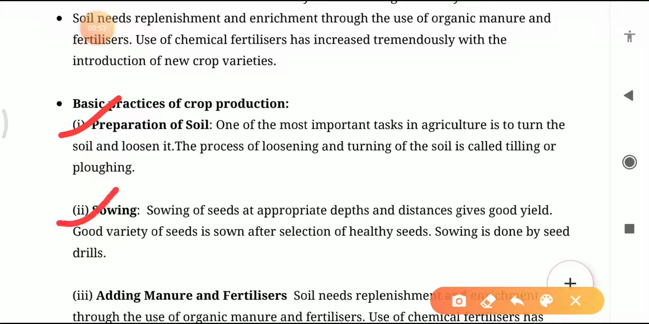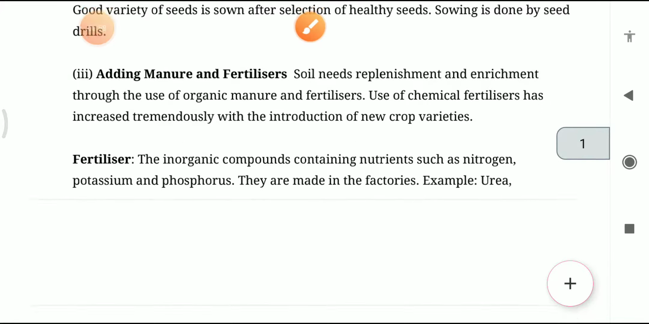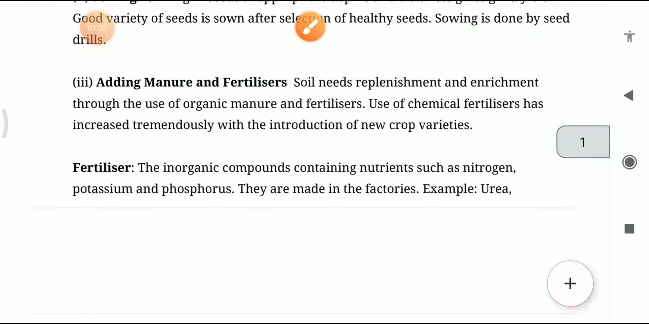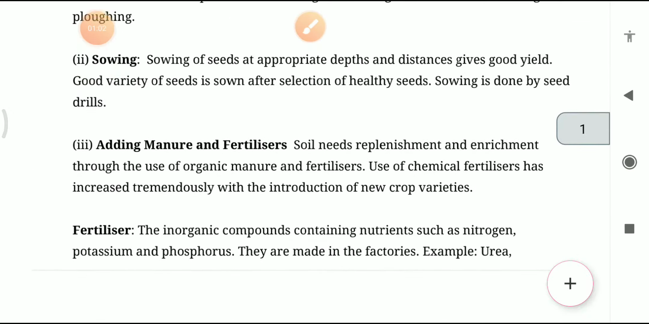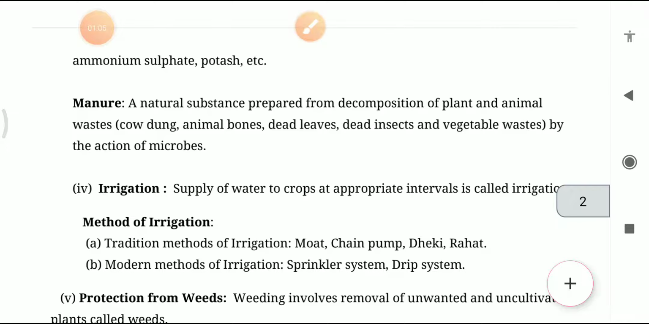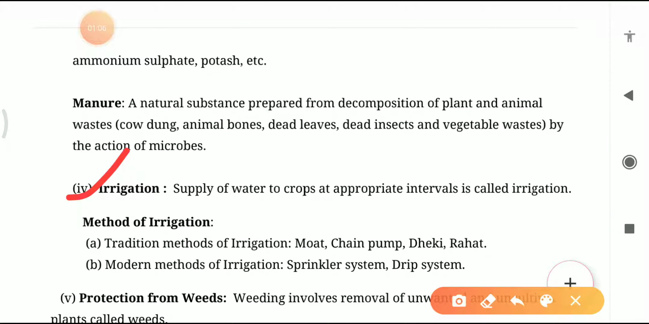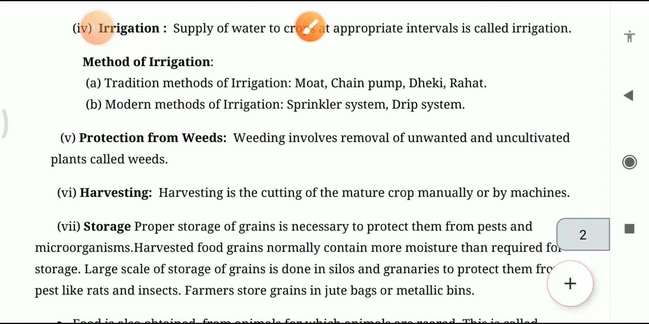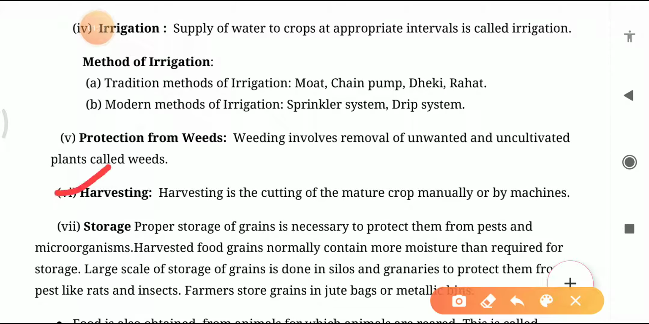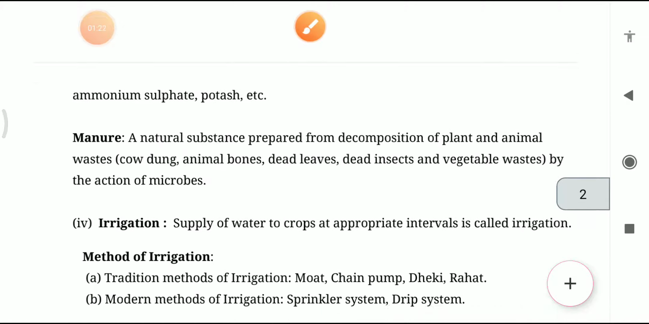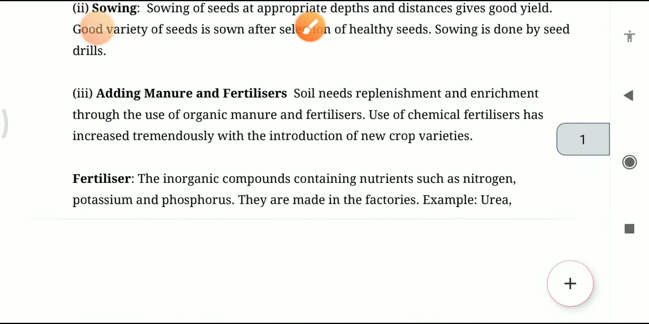Second one is sowing. Third one is adding manure and fertilizers. Fourth step is irrigation. Fifth step is protection from weeds. Next step is harvesting and storage. These all are the steps here. Now our first step is preparation of the soil.